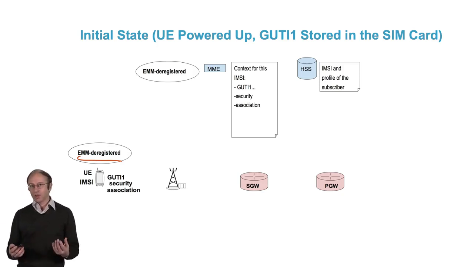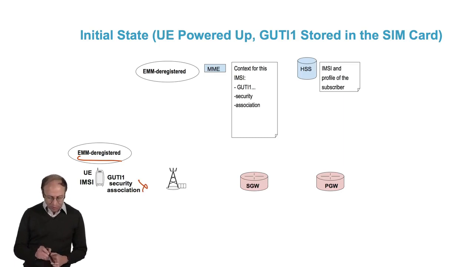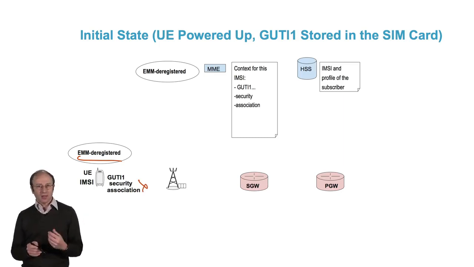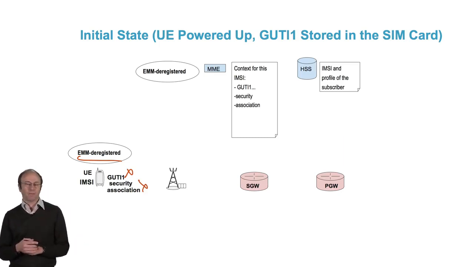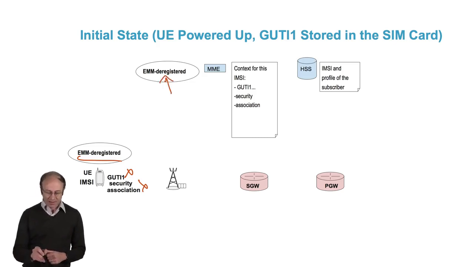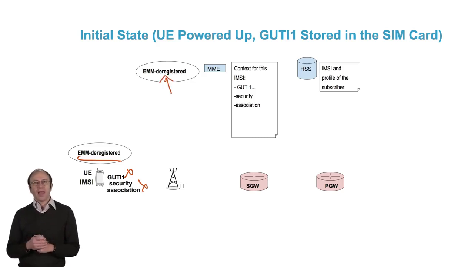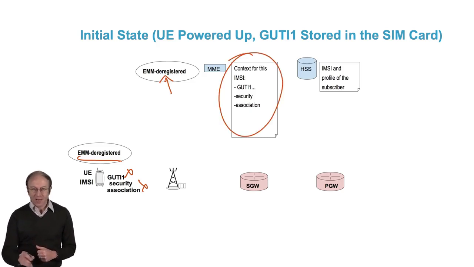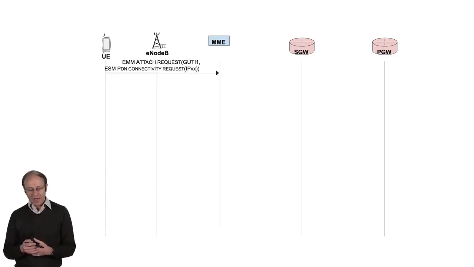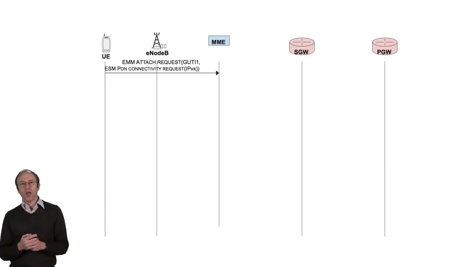We can imagine that the terminal has already been used and that it already has a security association and a temporary identity, here GUTI1. The MME memorizes the state of the terminal and the context elements. To attach to the network and request a connection, we'll have the following messages.